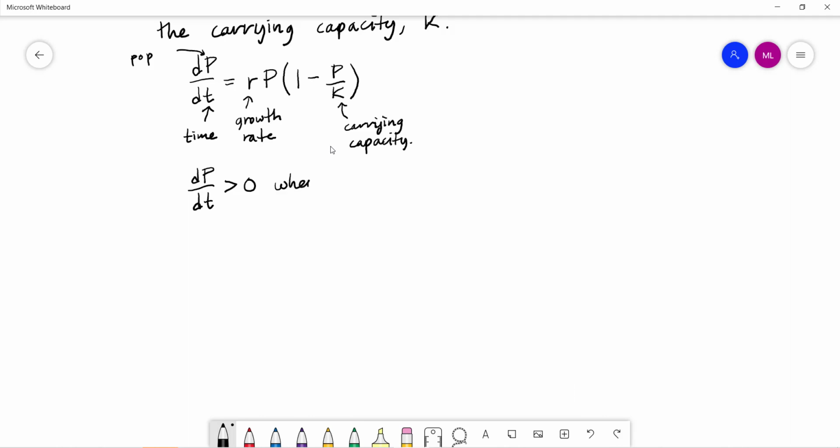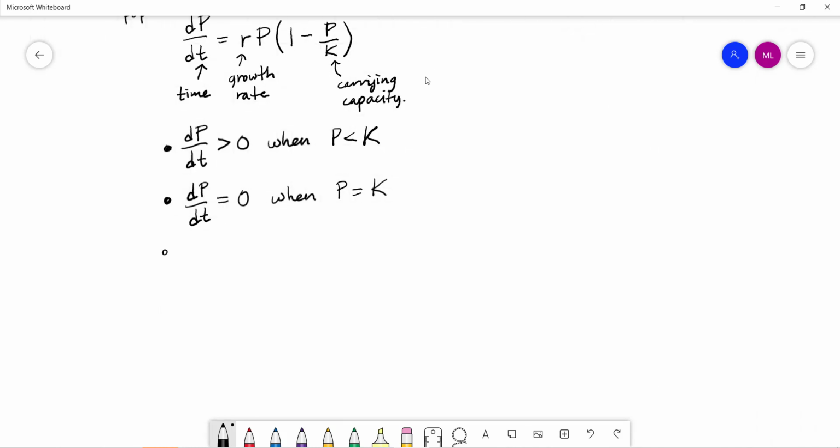Let's see if I can write that so it looks more like a capital P and a capital K. We want dP/dt to be equal to 0. We don't want anything to change when we're at the carrying capacity. The population shouldn't be growing anymore. We've reached our maximum whenever P is equal to K. And indeed, that's what this does. When P is equal to K, this ratio becomes 1, and everything in parentheses becomes 0, and therefore the rate of change, dP/dt, is equal to 0.